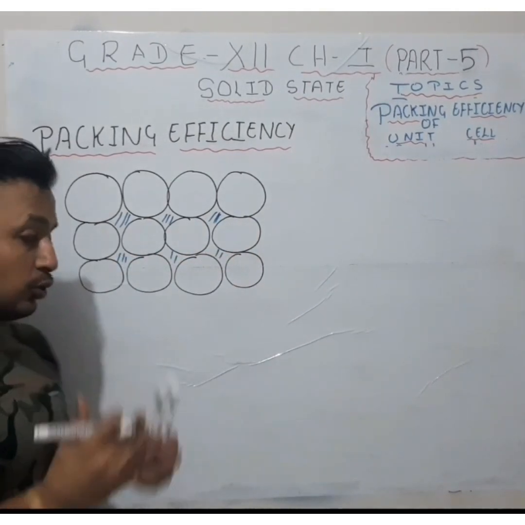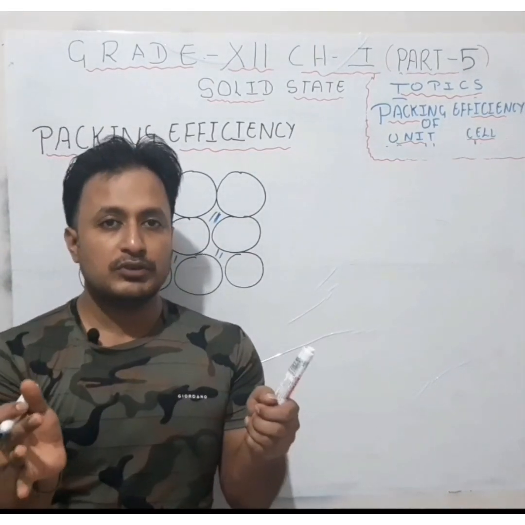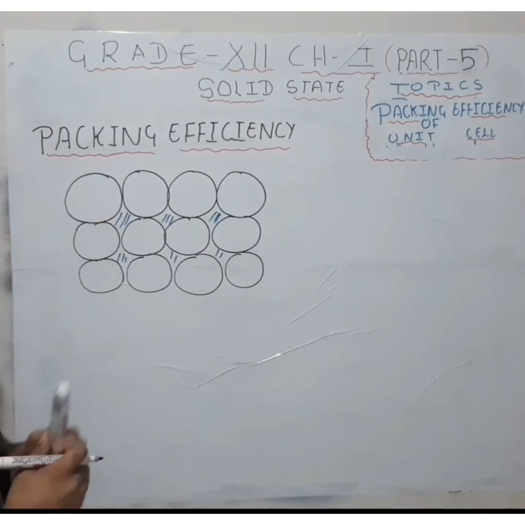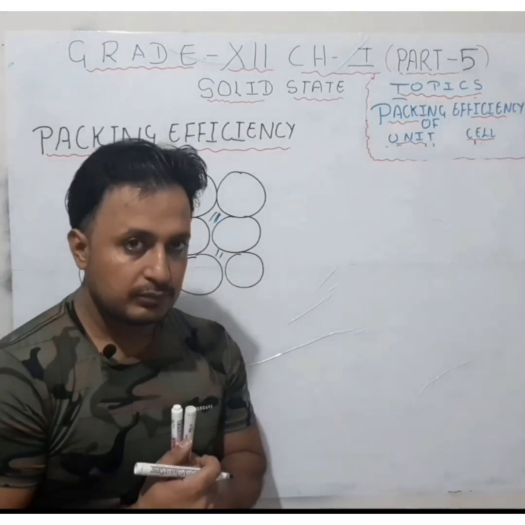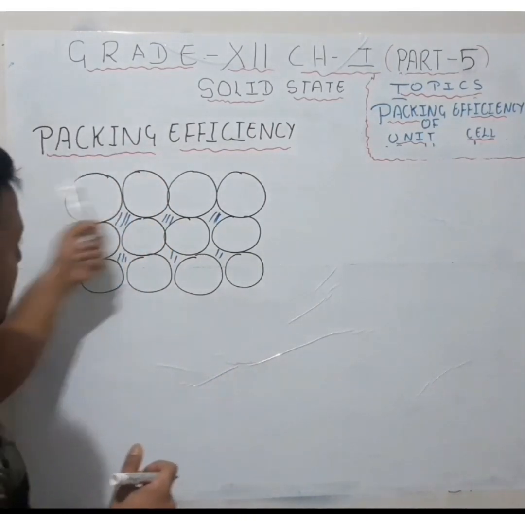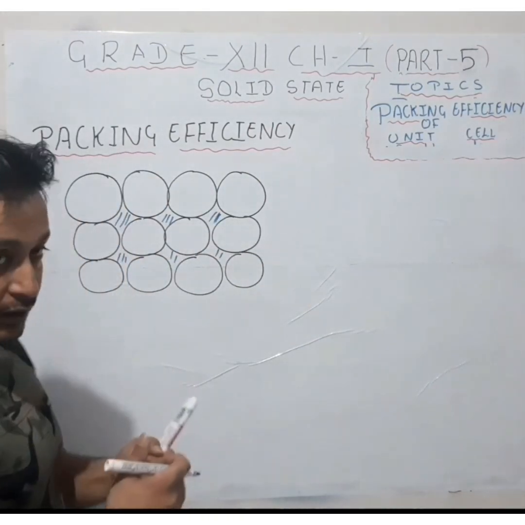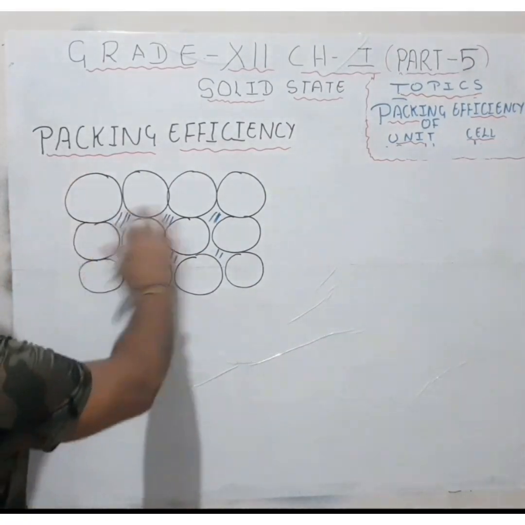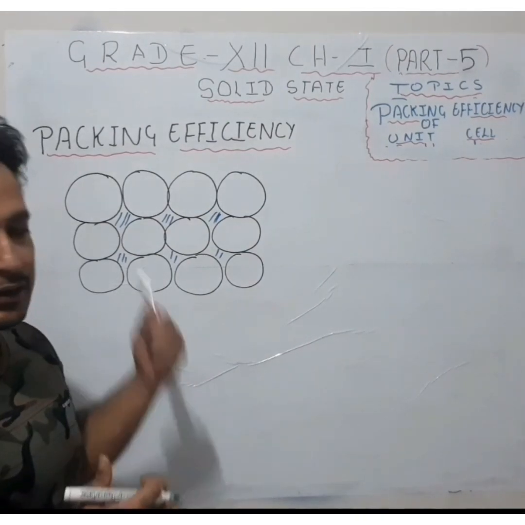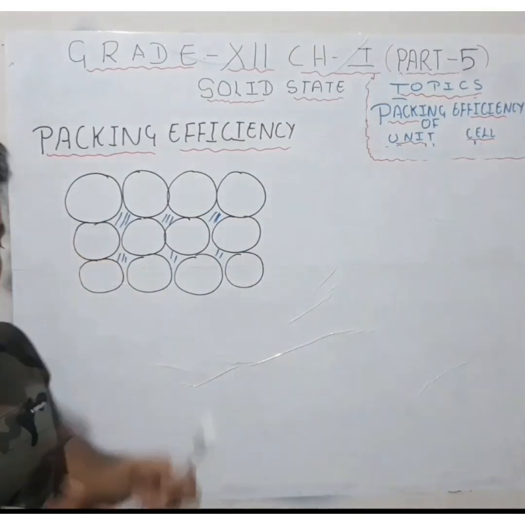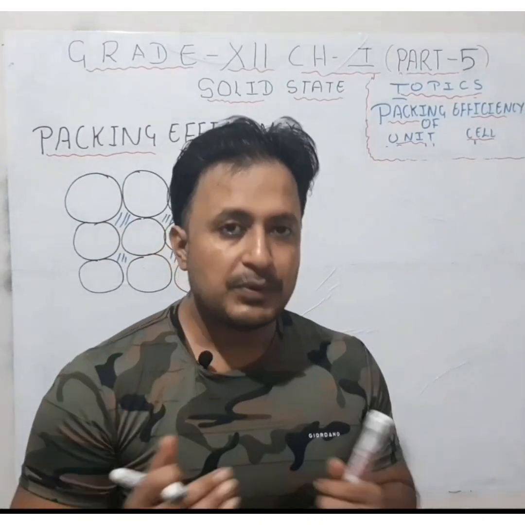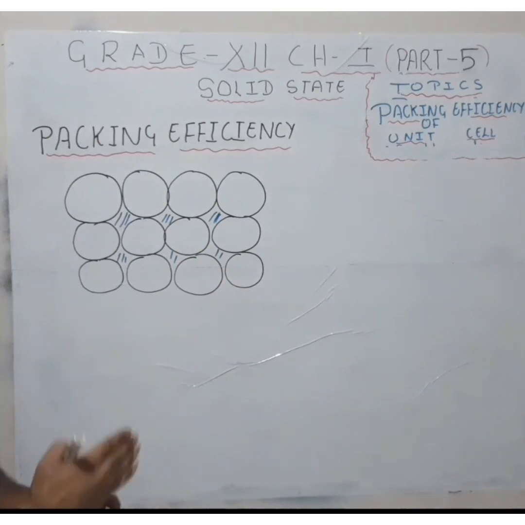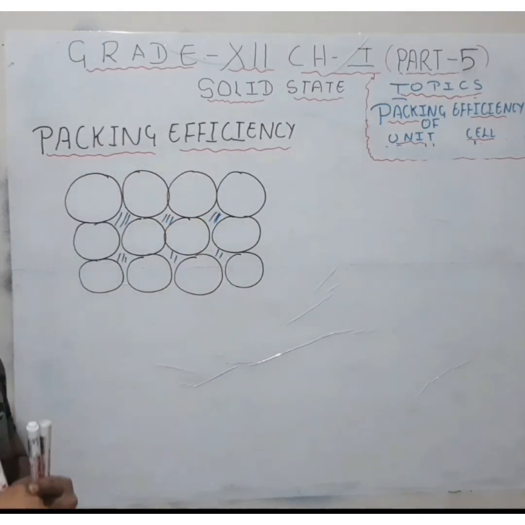What does it show? It shows that the whole of the solid made by these constituent particles is not actually occupied by the constituent particles. There will be some space left. So the space which is occupied by the constituent particles in a solid is known as its packing efficiency. Some spaces are never going to be covered by the constituent particles, so some spaces are always going to be left. So whatever space the constituent particles are occupying in that solid, that is known as its packing efficiency.